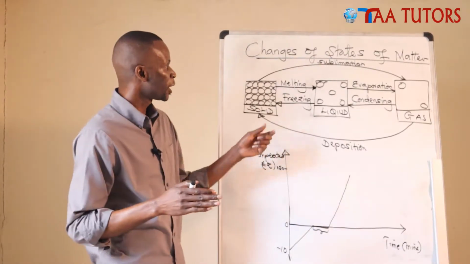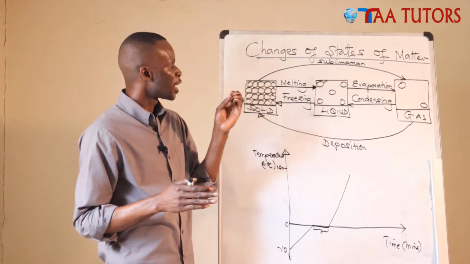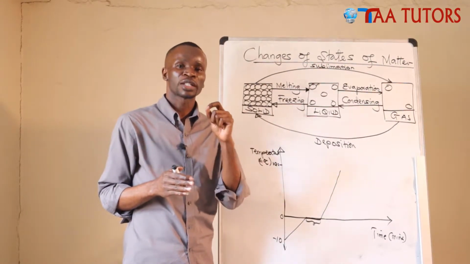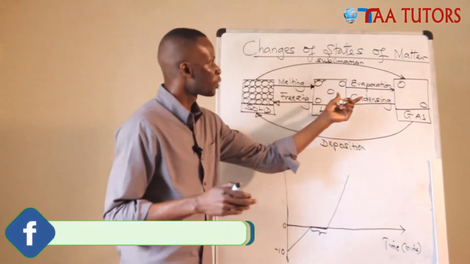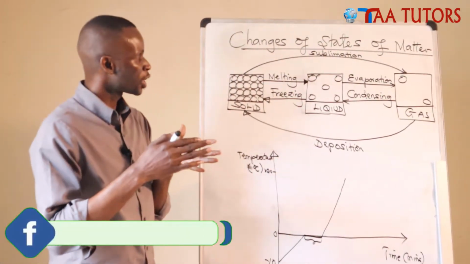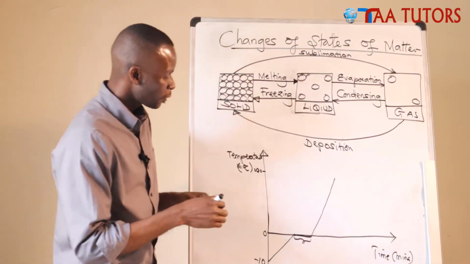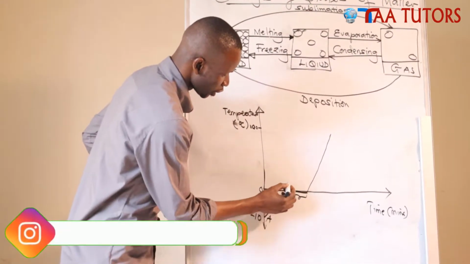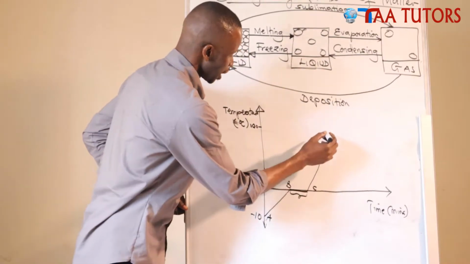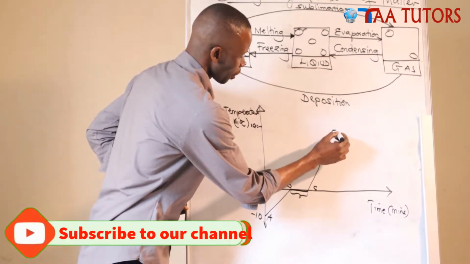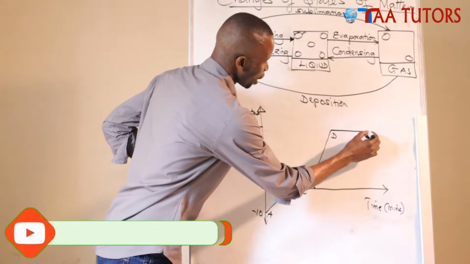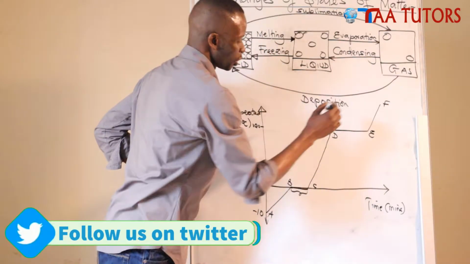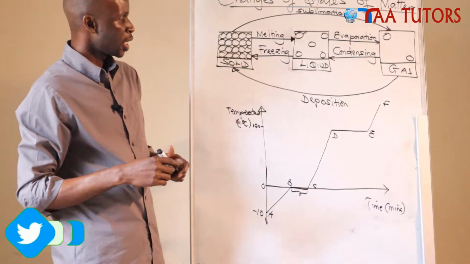So that's why I'm defining melting as the change of state of matter from solid to liquid at a constant temperature. If I come to evaporation here, where we are converting liquid to gas, again from this point here, let me use letters to label this as A, this is point B, this is point C. At the point where we have 100 here, this is point D. At this point here again, we have A, B up to F.